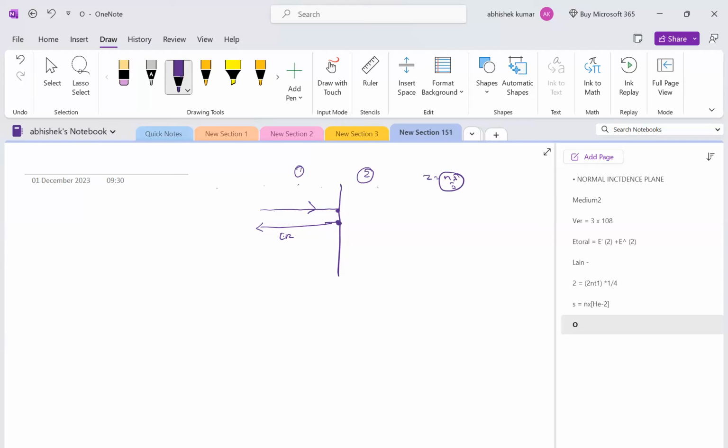But it is not the case every time. Suppose this is my one medium, this is my second medium, and that second medium is not a conductor, then we will not get the electric field null at the surface. We will be getting it at some other point. It might be at this point, it might be this point. That theory we have to learn.